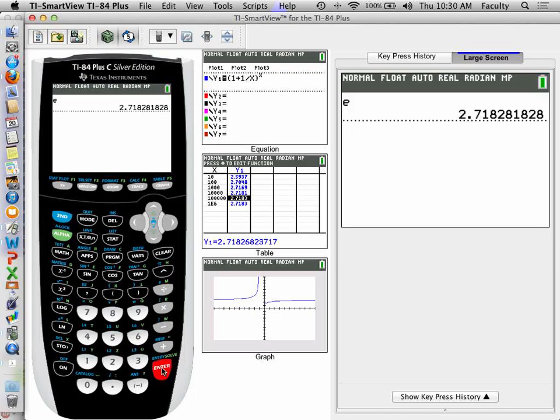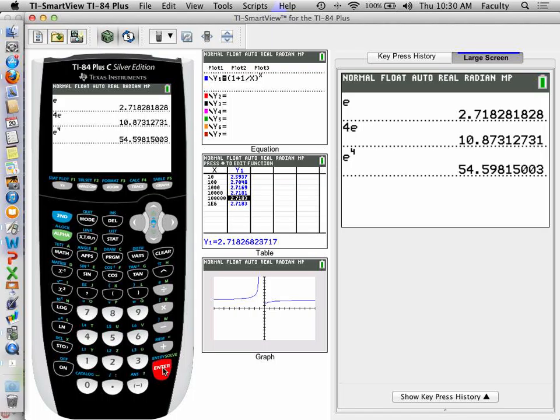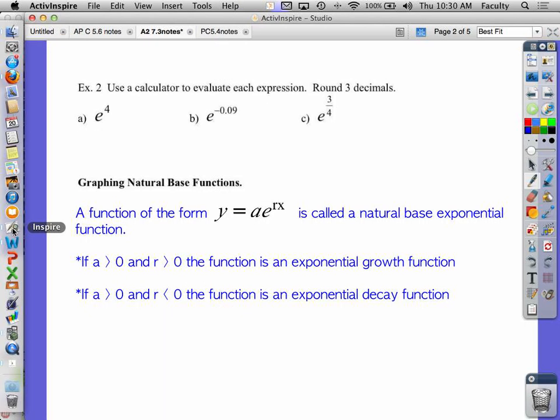If I have something like 4e, I want to use this one because it's already to the 1st power. Now, if I have something like e to the 2x, this one automatically starts me with the exponent. That's the only difference. So I could still do e to the 4th. Oh, I didn't do e to the 4th before, but you know what I mean. All right, so let's try these. And round to 3 decimals.